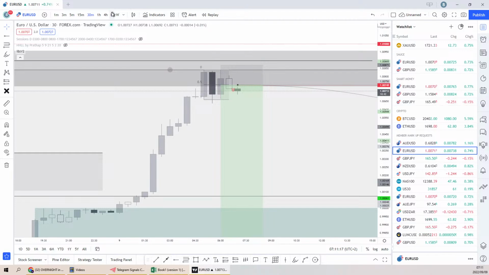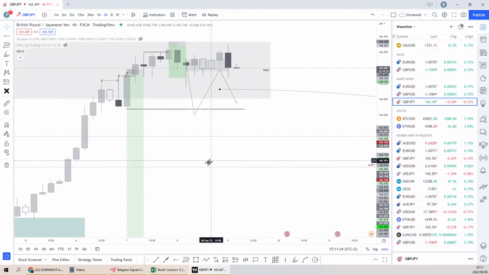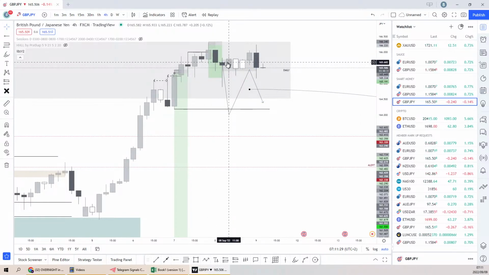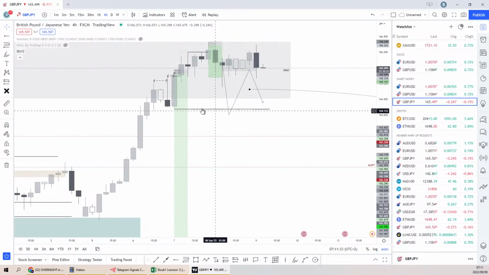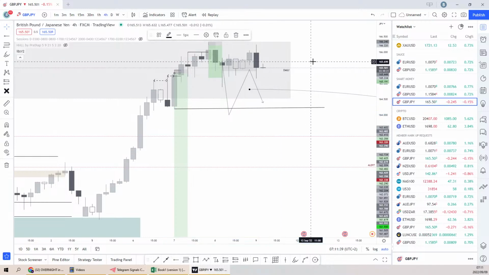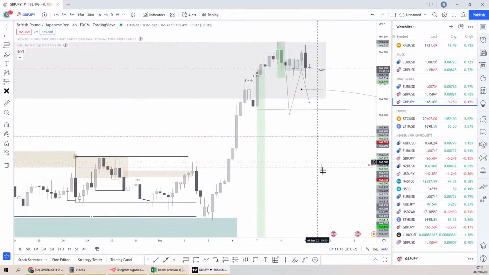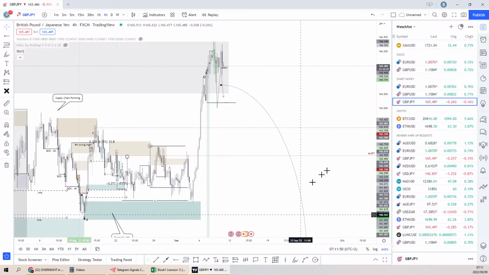Let's look at GJ on the 4 hour. Okay, GJ, we're still waiting and waiting. We did get a bit of a spike to the downside, but we haven't broken the structure yet. If we break the structure, we're looking for shorts. So we're still looking for shorts into this big demand down here.